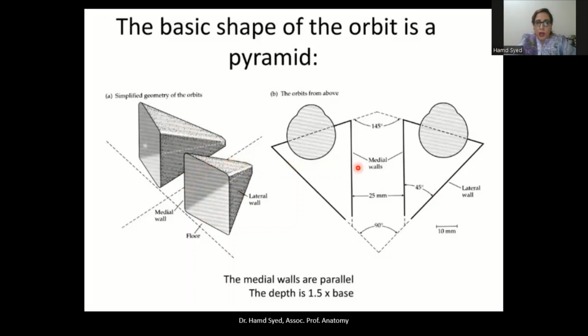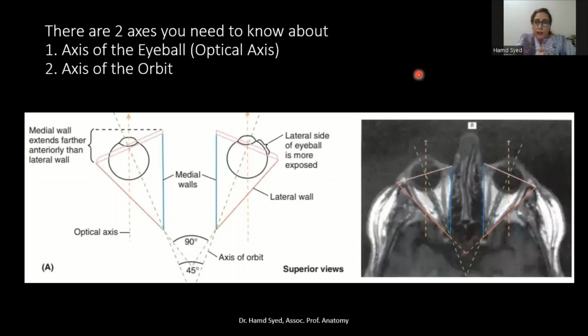And if we look at these two bony orbits from above, if we take a section over here, we can see that their medial walls are parallel to each other. And here are the lateral walls of these bony orbits. Between the medial and lateral walls, there is the angle of 45 degrees. And if we were to extend the lateral walls of both the orbits posteriorly, they would meet, forming this right angle of 90 degrees.